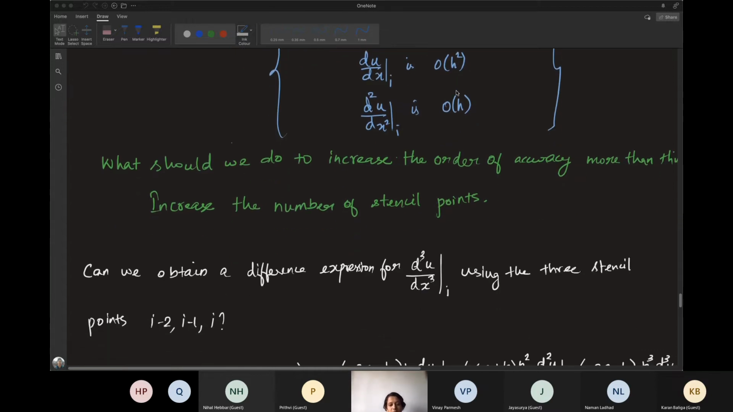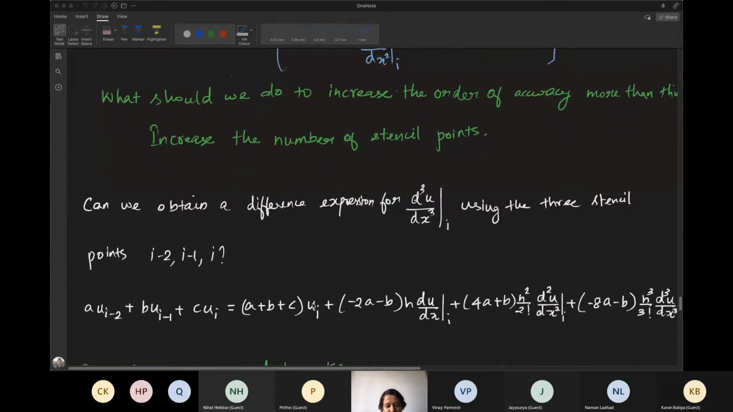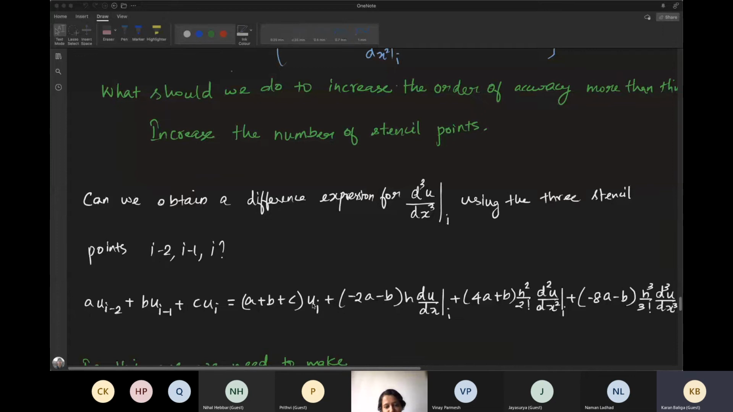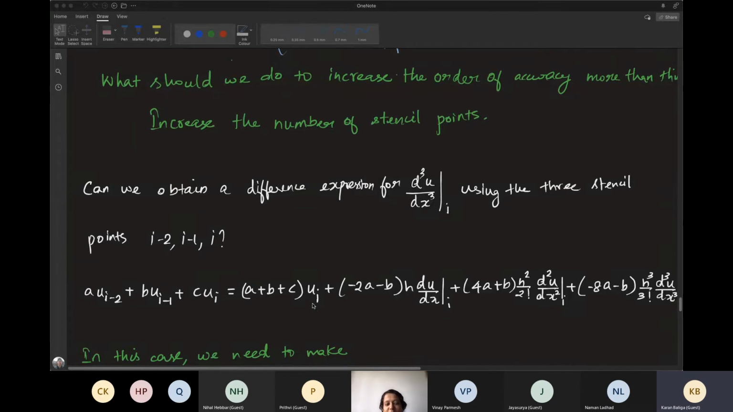So now the next question is, can you obtain a difference equation for d cube u by dx cube just by using the same 3 stencil points? Is it possible for you to approximate d cube u by dx cube? No, ma'am. Why? Ma'am, then we'll be solving 4 equations. Yeah. Okay, fine. So the reason is the same for all the questions. You'll always have more equations coming in if you want to go further away. So you cannot solve for d cube u by dx cube here.